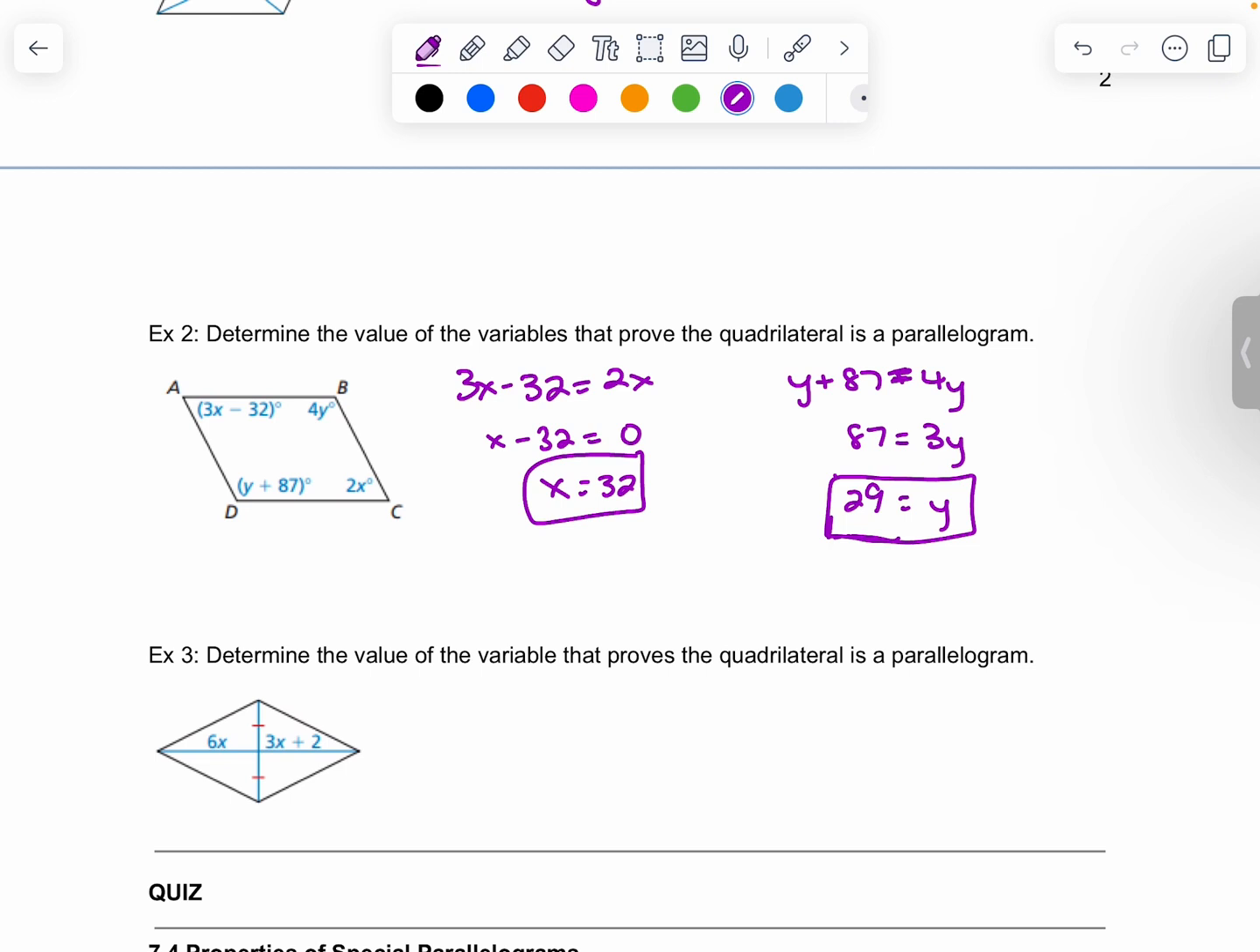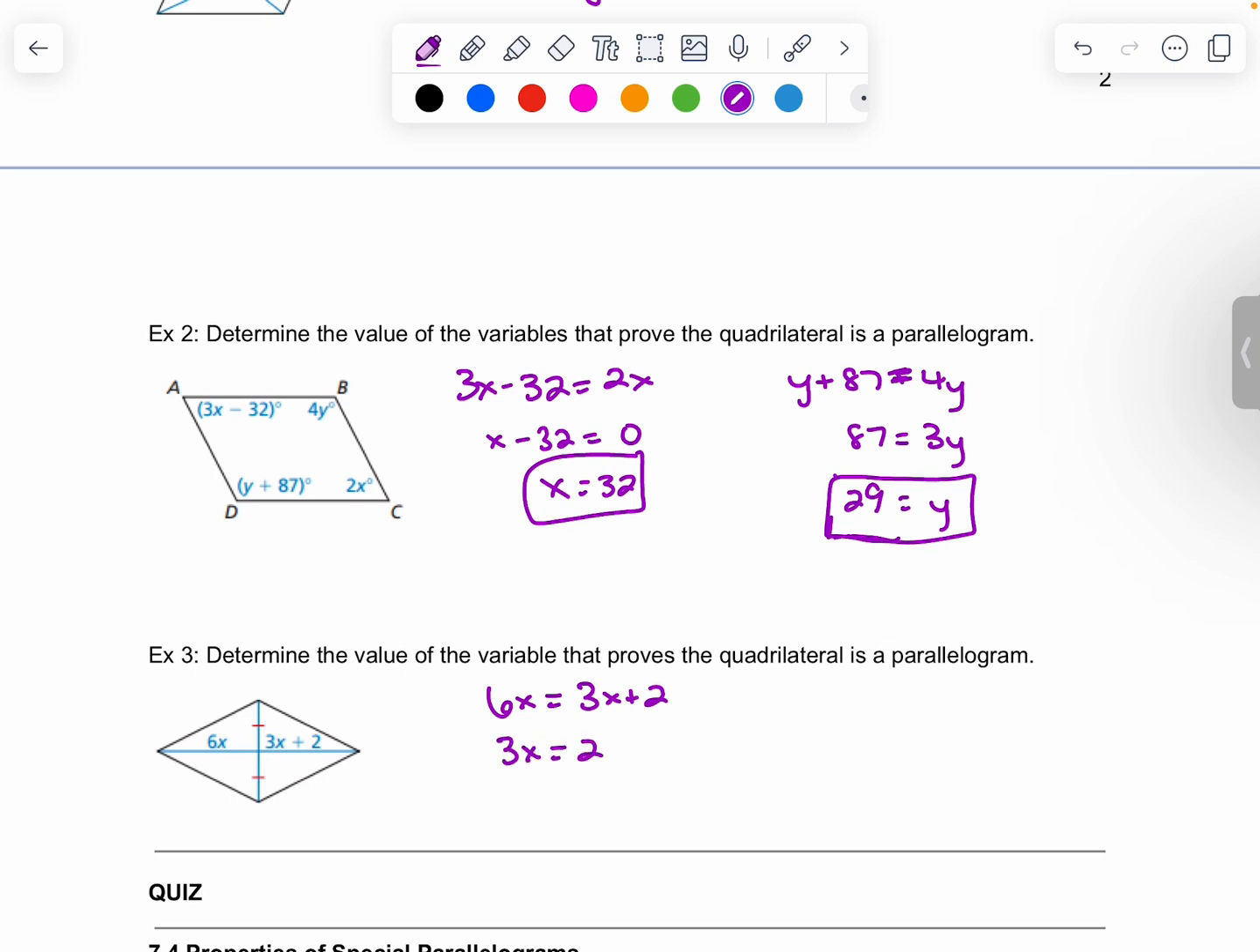Example 3, again, same setup. You're just using that information to show that you have a parallelogram. We already know, and the reason why you were doing it, it's just like when we'd have the parallel lines and those different angle pairs, it was like the converse of AEA. So you're doing all the math work to show that those are congruent in order to prove that you have what you do. So on this one, 6x equals 3x plus 2.